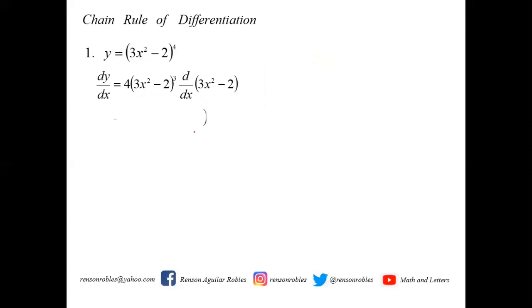And then we shall have 4 times 3x squared minus 2 to the 3rd power, and then the derivative of 3x squared minus 2 is 6x. And you shall now multiply 4 and 6x, and that will give you 24x times the quantity 3x squared minus 2 to the 3rd power. Let's have some more.